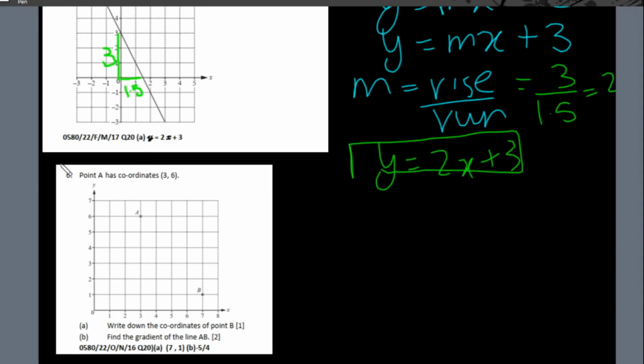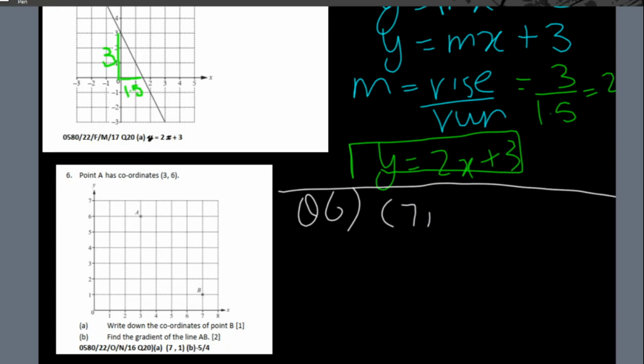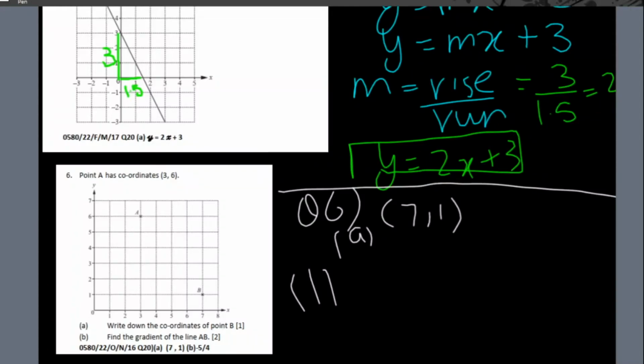Moving to question number 6, which says write down the coordinates of point B. So that is simply (7, 1). We just need to read the coordinates. Part A. Part B, find the gradient of AB. So we need the gradient of AB.